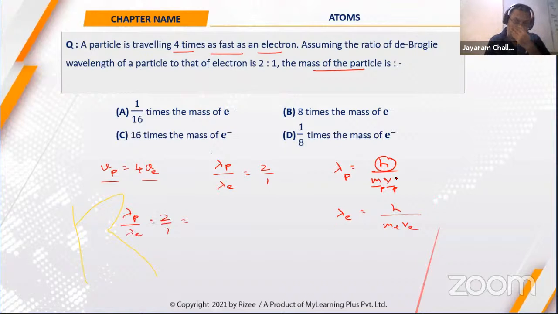When we put down the ratio of these two things, h by mass of the particle and so on, then what will be left over there? Mass of the electron into velocity of the electron by mass of the particle into velocity of the particle. What is the ratio of these two things? Velocity of the electron by velocity of the particle, from here, electron by particle is 1 by 4 now. Substitute over there, mass of the electron by mass of the particle.